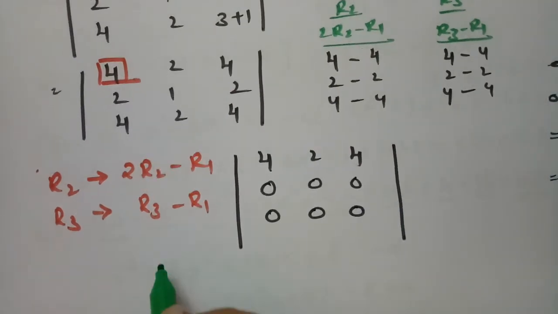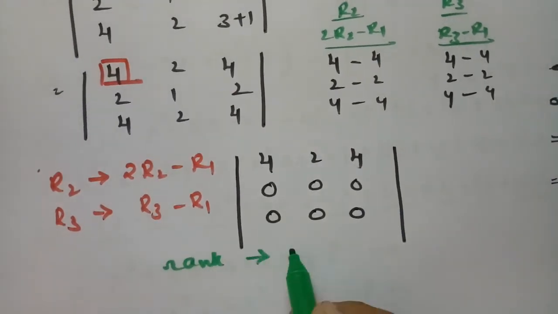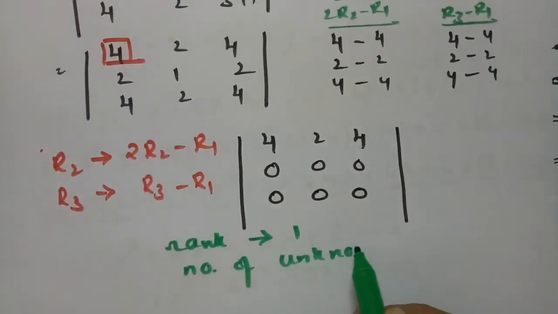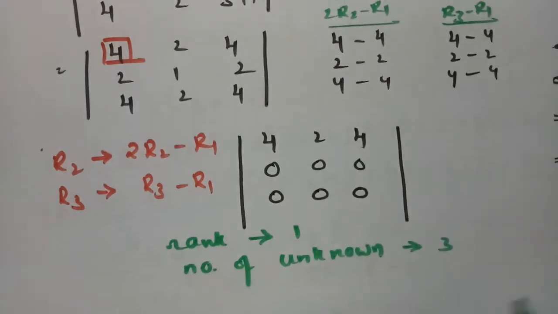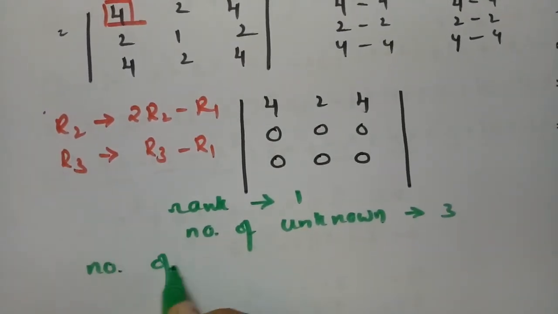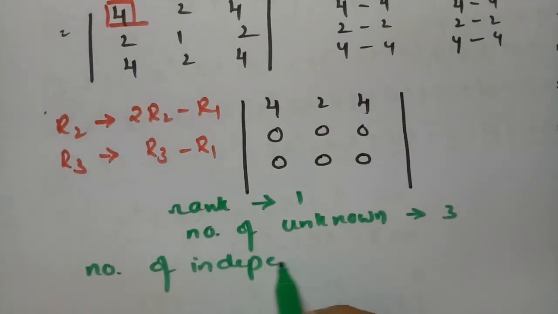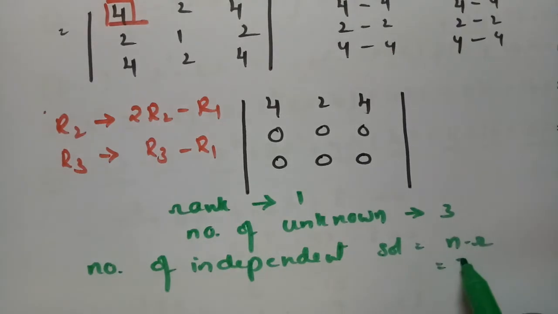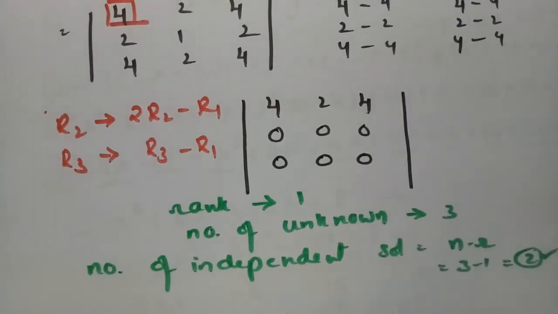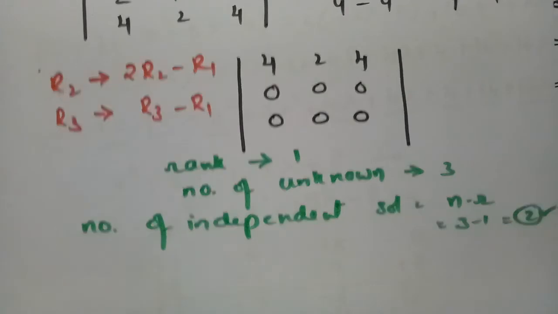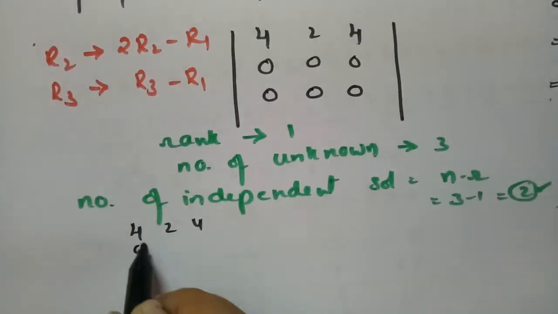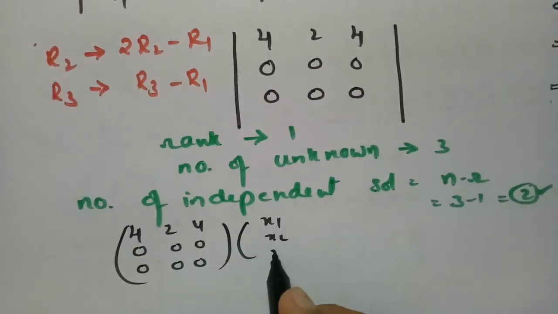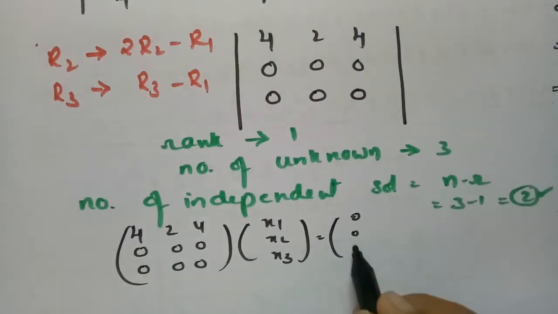If you observe this, the rank of the matrix is 1, and the number of unknowns, it's a 3 by 3 matrix, x1, x2 and x3, is 3. Therefore the number of independent solutions is n minus r, so 3 minus 1, 2 independent solutions we can choose on our own. This can be written as [4 2 4; 0 0 0; 0 0 0] times [x1 x2 x3] equal to [0 0 0].